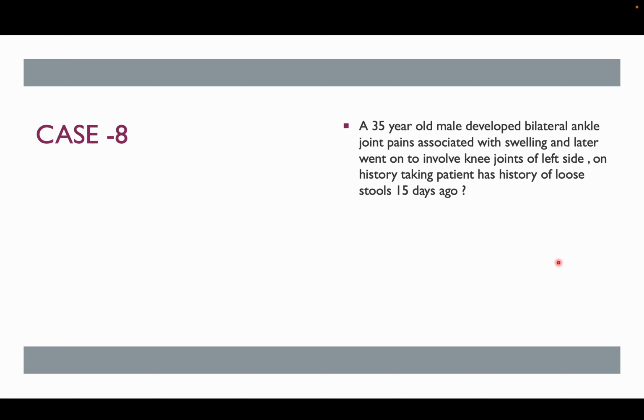So a 35-year-old male presented with bilateral ankle joint pain associated with swelling and later on involving the knee joints on the left side. On history taking, the patient has a history of loose stools 15 days ago. So this is a classical case of reactive arthritis. You look at this case: a 35-year-old male presents with bilateral ankle joint pains with swelling. So that is the ankle.